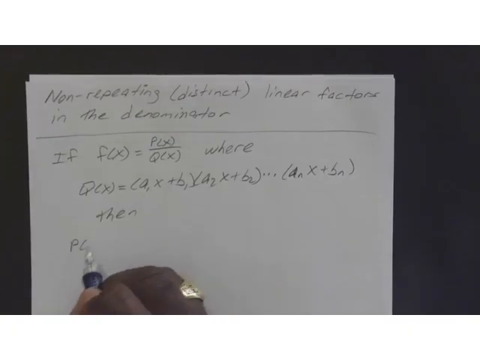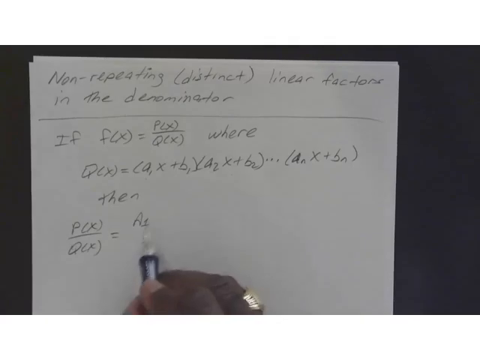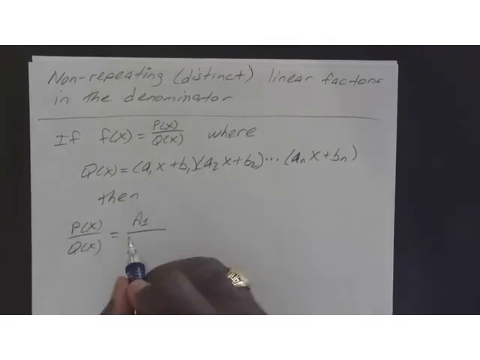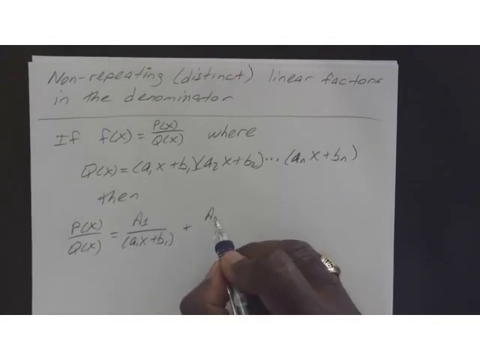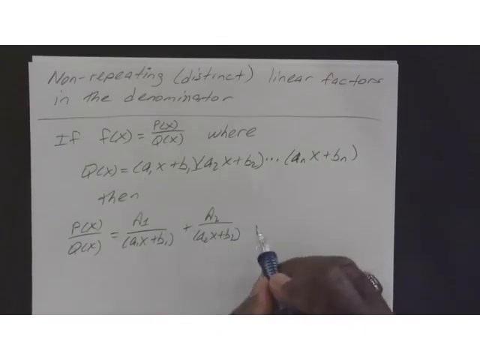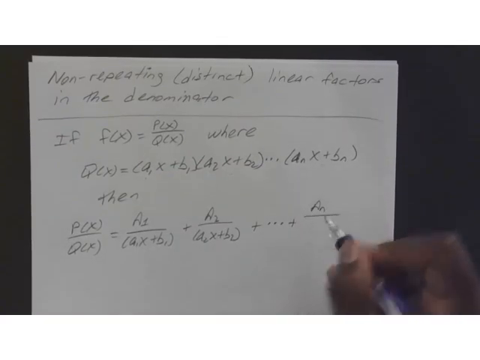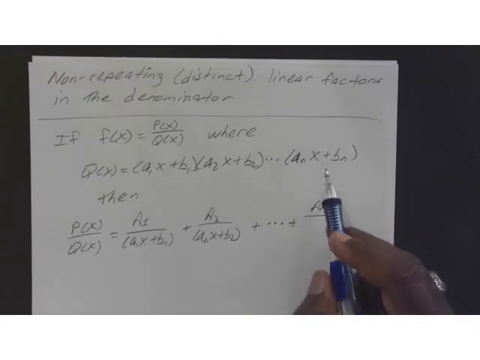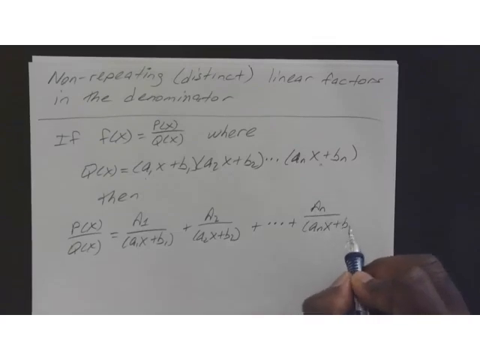And we know that we can take our p of x divided by q of x and make that equal some value a sub 1 divided by your first factor, plus some value a sub 2 divided by your second factor, plus, and it keeps on going all the way until you finally reach that finite number a sub n divided by your last factor, a sub n times x plus b sub n.